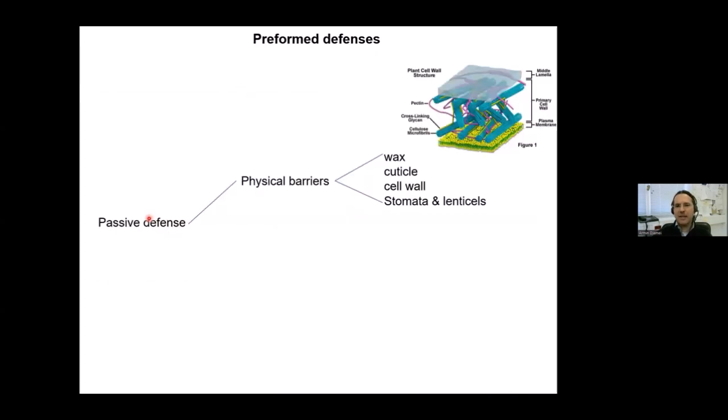And the preformed defenses are passive defenses. They are not reacting towards a pathogen. They are just there already in advance so that potential danger is taken away. You have physical barriers like wax and a cuticular layer on the epidermis, on the outer layer of the leaf. You have cell walls which are protecting. You have stomata and lenticels. These are specific cells or structures which are regulating basically what is coming in and what is going out.